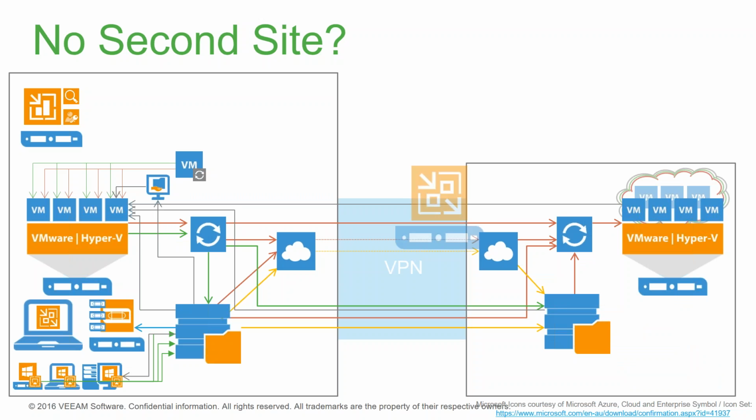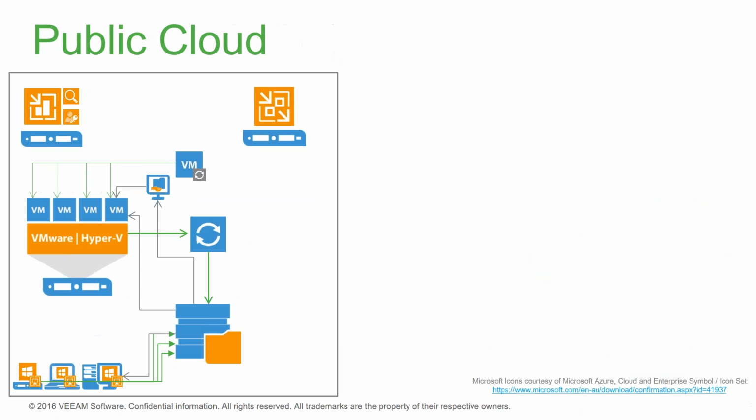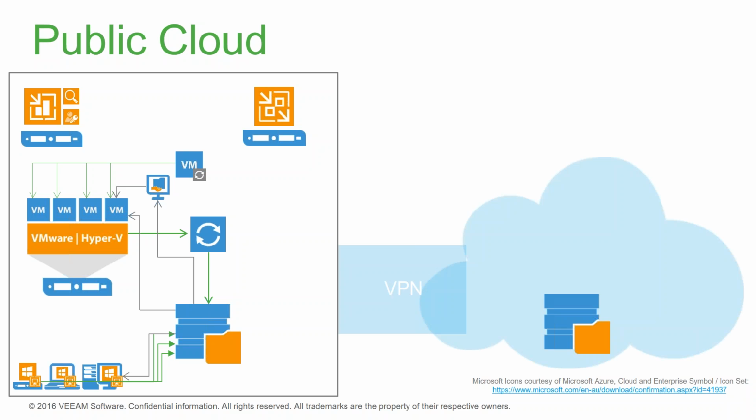No second site? Hey, let's move our backup server out to the production environment, clean up all of our second site stuff, and let's talk about some of our options. One of the options is public cloud. Maybe we've got some VMs that are sitting up in the public cloud. We want to send some of our backup copies up to that location. Hey, we can actually send that up.